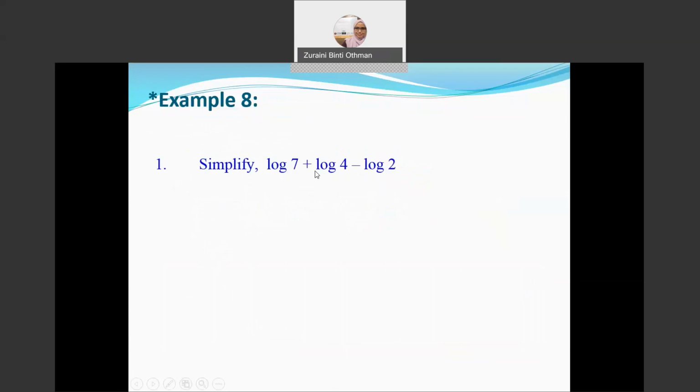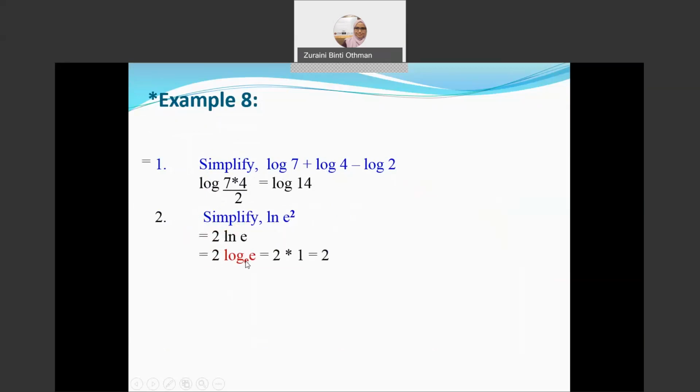Bila ada log dan log sama dia punya base dan dia ada tambah dan tolak, bila kita tahu tambah just now will become darab and tolak will become bahagi from the rule. Okay, now it's become log 14. And for here, which is ln e to the power of 2, we put the 2 in front. ln e will become 1. So 2 times 1 will become 2.